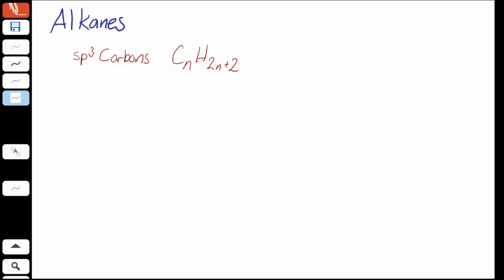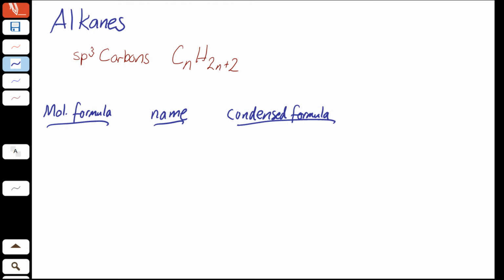So we're first just going to make a little bit of a table with some of the simpler, shorter alkanes, and then we'll talk about actually what's going on in that table. So we're going to have the molecular formula, the name, what we call the condensed formula, and then what the book calls the line angle formula.